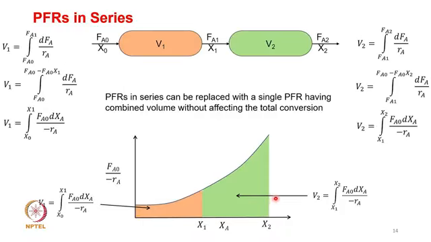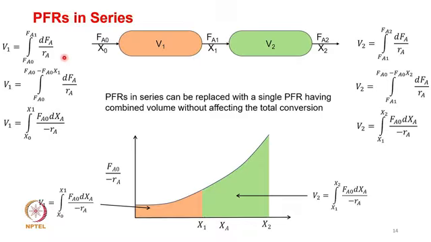So similarly, when we do PFRs in series, you have a PFR having volume V1 connected to volume V2. Fa0, with possibly a conversion already happened, x0, is coming inside. It is going out as Fa1 with a conversion x1, and eventually Fa2 and x2. So let us rewrite expressions independently for both these vessels.